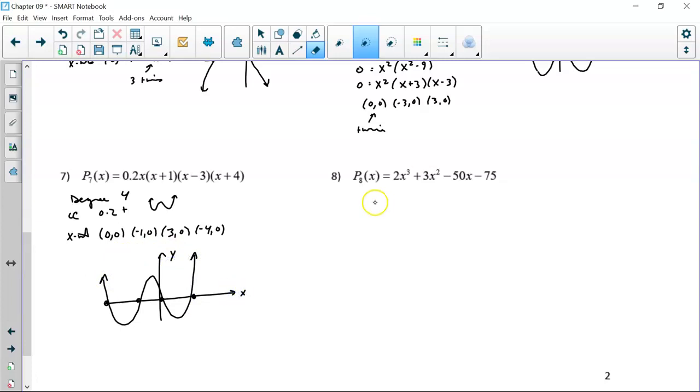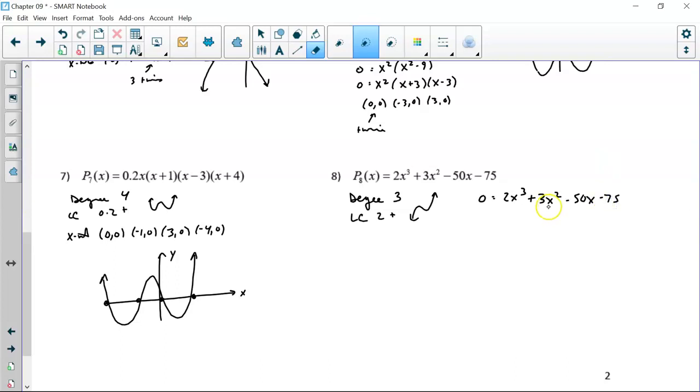And then the last one, number 8, the degree is 3, and the leading coefficient is 2, which is a positive. It's going to have this shape to it. So looking at it, we need to factor it. So 0 equals 2x cubed plus 3x squared minus 50x minus 75.